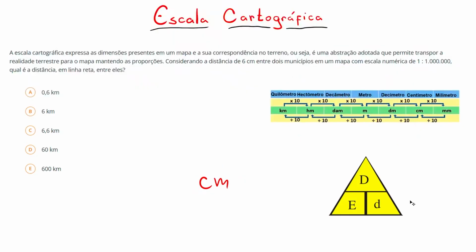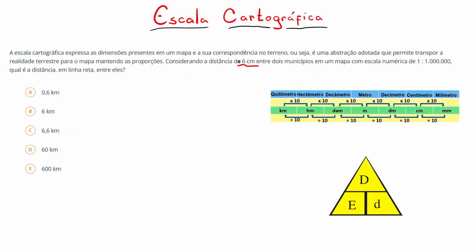So let's go. First, the map scale shows the dimensions on the map and how they correspond to the ground, as we've already mentioned. In other words, it's an abstraction, okay? I won't waste time on this here. This is just an explanation. Second part, considering the distance of 6 centimeters between the two municipalities on a map with a numerical scale of 1 to 1 million, what is the straight line distance between them? So let's identify the quantities here. What units did it give me?